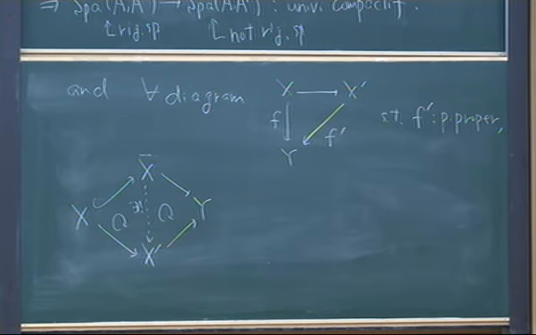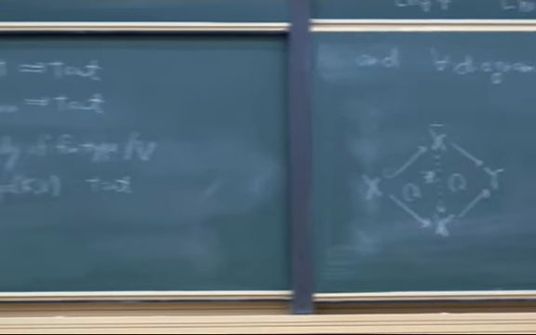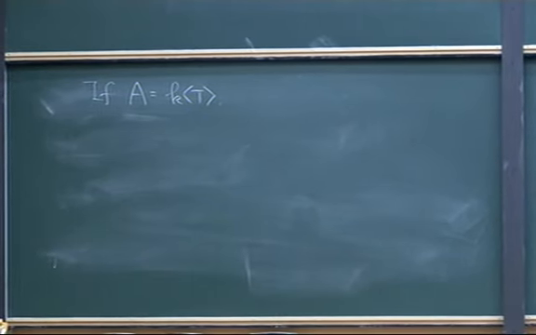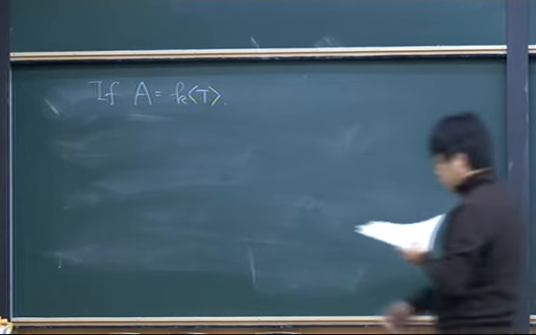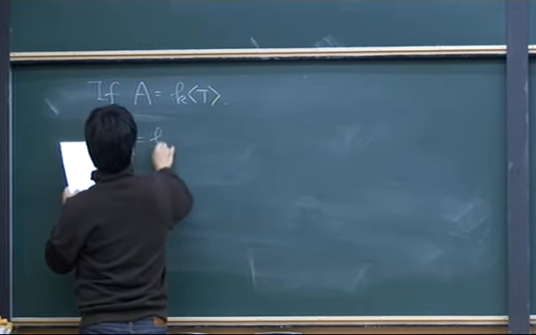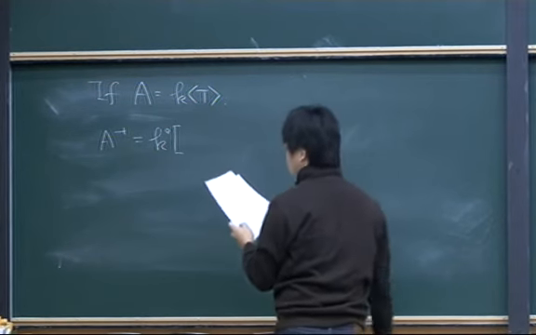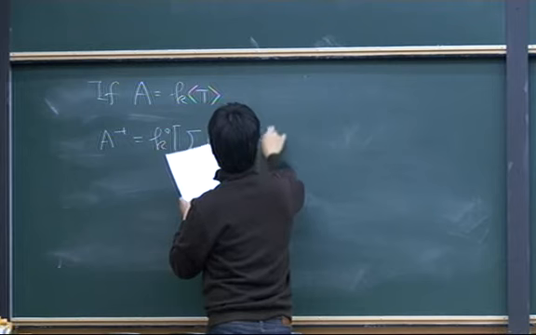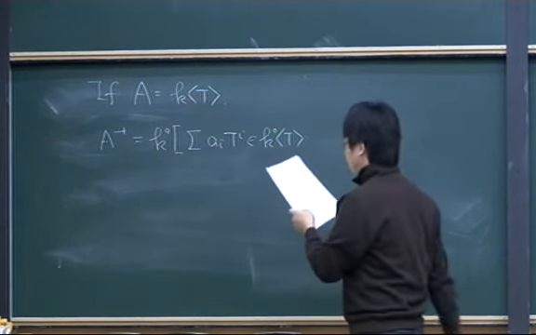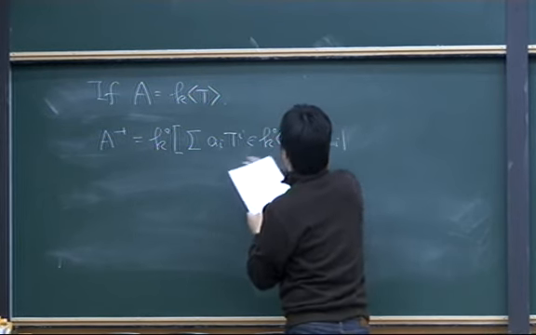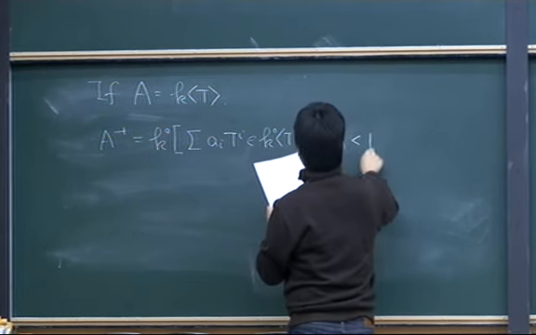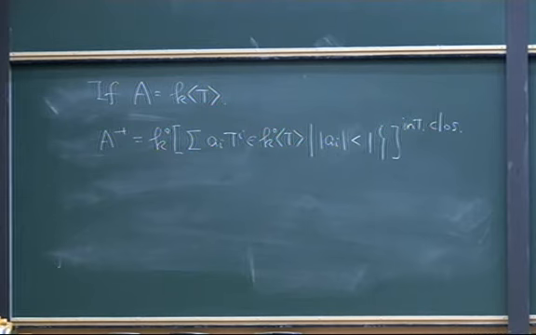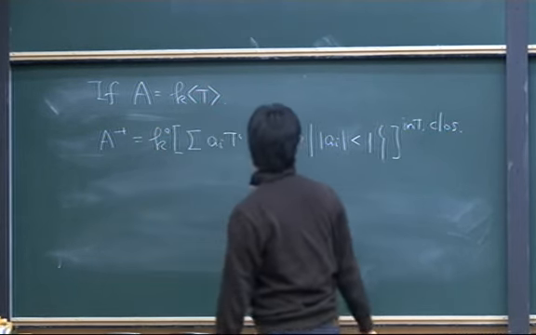And more concretely, if A is equal to K⟨T⟩, namely we consider the case of D1, then this A plus is such a ring. It is generated over K sac by the convergent power series with coefficients in K sac, such that the absolute value of a_i is strictly less than 1. And we take integral closure. This is A plus. A sac is that we don't need this condition.